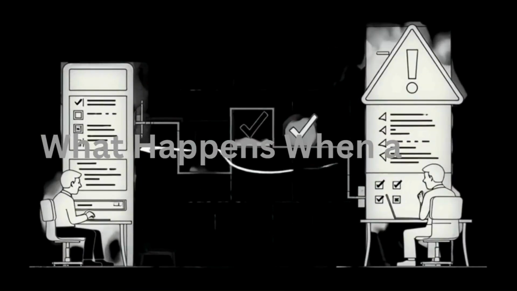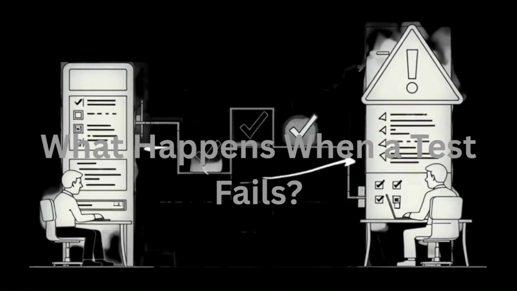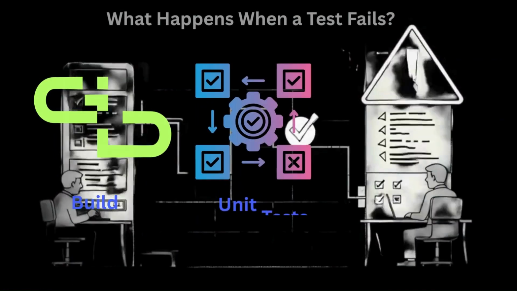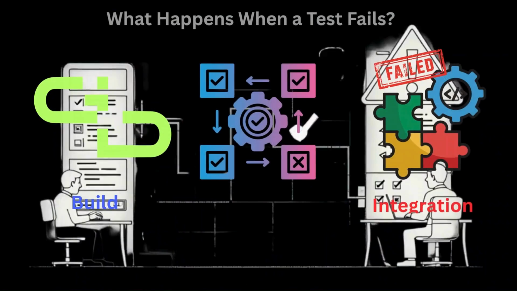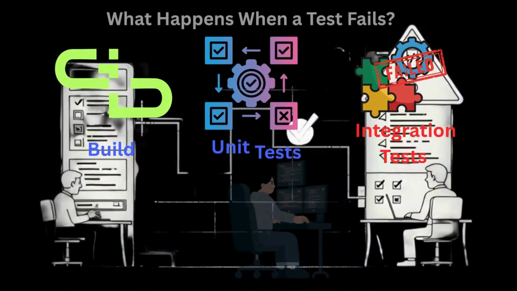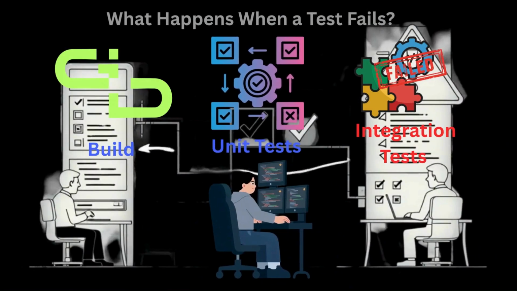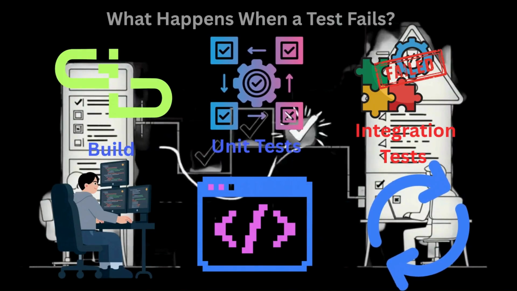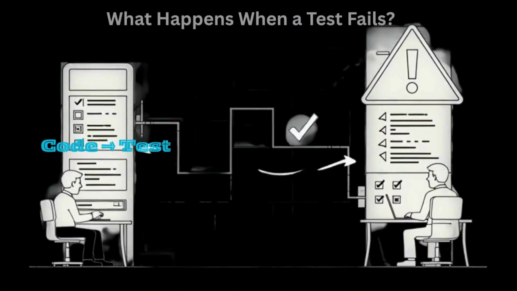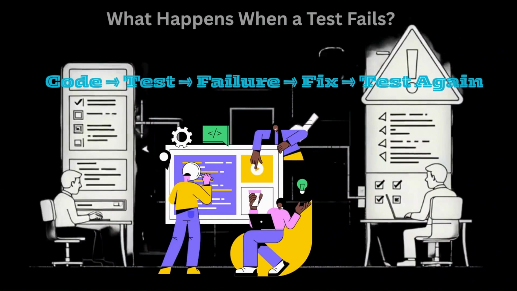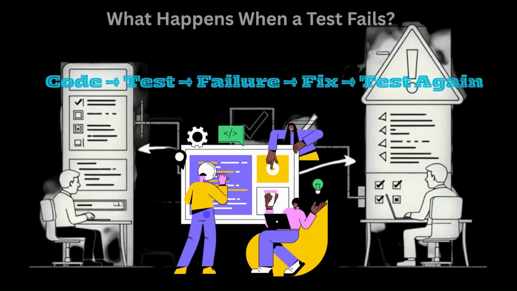What happens when a test fails? This is an important part of the pipeline. Imagine. Build. Success. Unit tests. Success. Integration tests. Failed. The pipeline can stop at that point. The developer receives a notification. They investigate the problem. They fix the code. They push the change again. The pipeline runs again. This creates a feedback loop. Code. Test. Failure. Fix. Test again. The faster this feedback loop is, the faster developers can deliver reliable software.